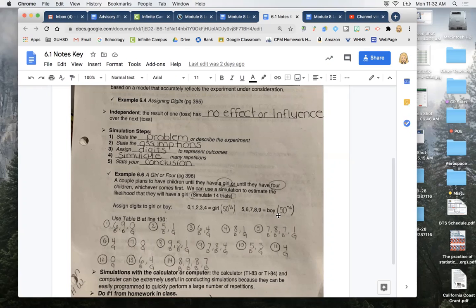I want to make it clear. I could have instead done a 1 for girl, 2 for boy, and assign just a single number. I could have done that. That would have been actually really easy for me to do.